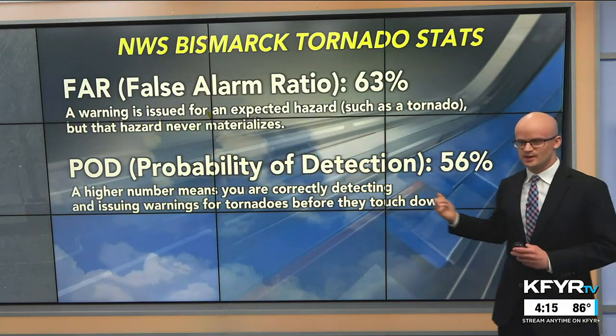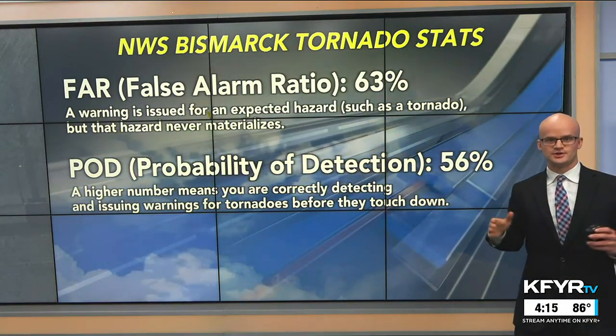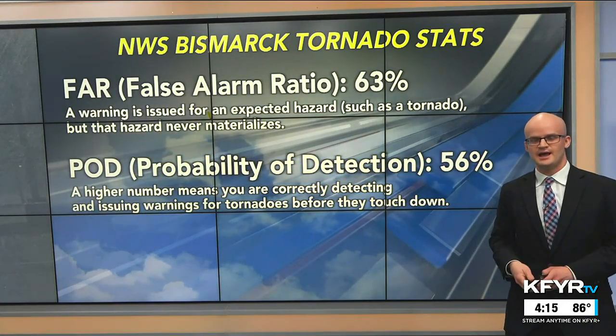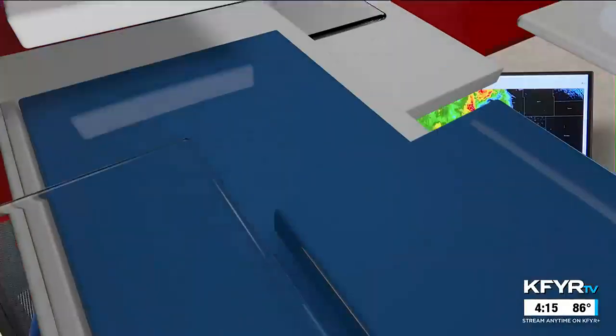A higher percentage means that they're correctly detecting and issuing warnings for tornadoes before they touch down. And these numbers are actually a lot better than some other Weather Service offices across the country, and it's a learning process that these meteorologists need to use in order to get better at issuing these tornado warnings. Those values are actually on par or slightly improved above regional and national standards. There has been a lot of research devoted to tornado genesis and how we can better anticipate the threat of tornadoes, and we're continuing to learn new things all the time so we can improve those statistics.